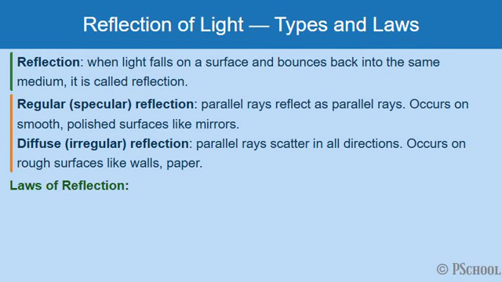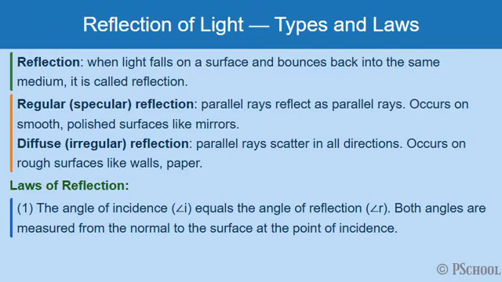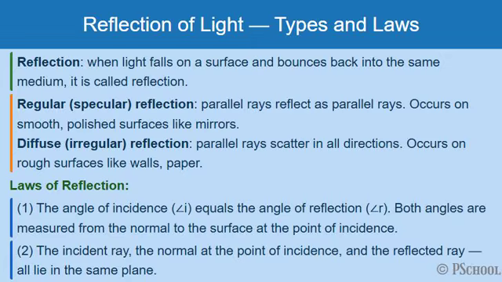Now, the two laws of reflection. First law, the angle of incidence equals the angle of reflection. Both angles are measured from the normal to the surface at the point of incidence. Second law, the incident ray, the normal at the point of incidence, and the reflected ray, all lie in the same plane.